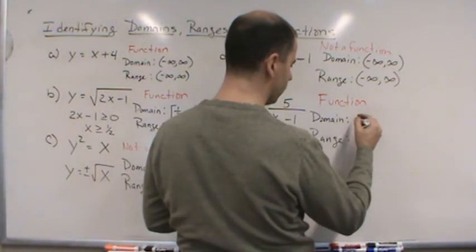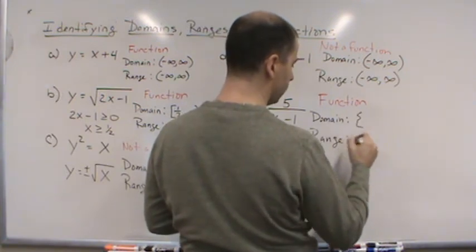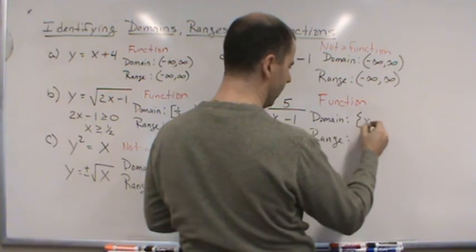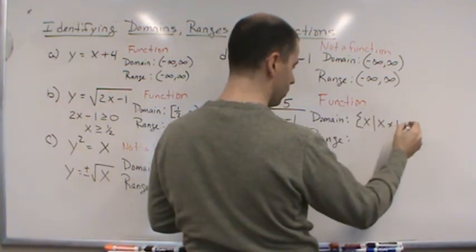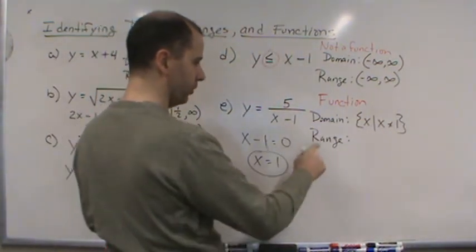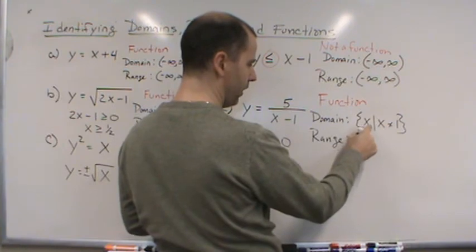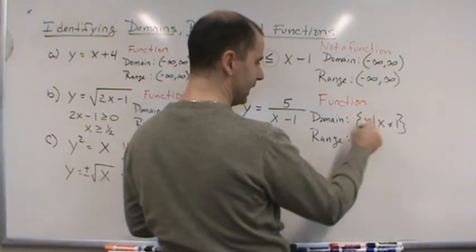And the way we would do that is we could use set builder notation. We could say all x such that x is not equal to 1. And that's the domain. So the domain is all real numbers, all values of x, such that x is not equal to 1.